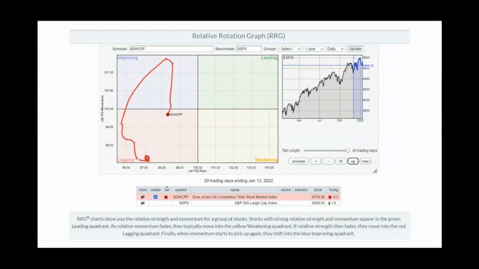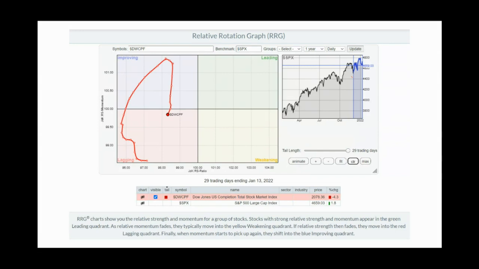So if you go to stockcharts.com and you hit the animate button, it'll go through the 29 days. It'll start here and it'll circle through, and you can see it circle, right? It's really interactive. It's really, really cool.